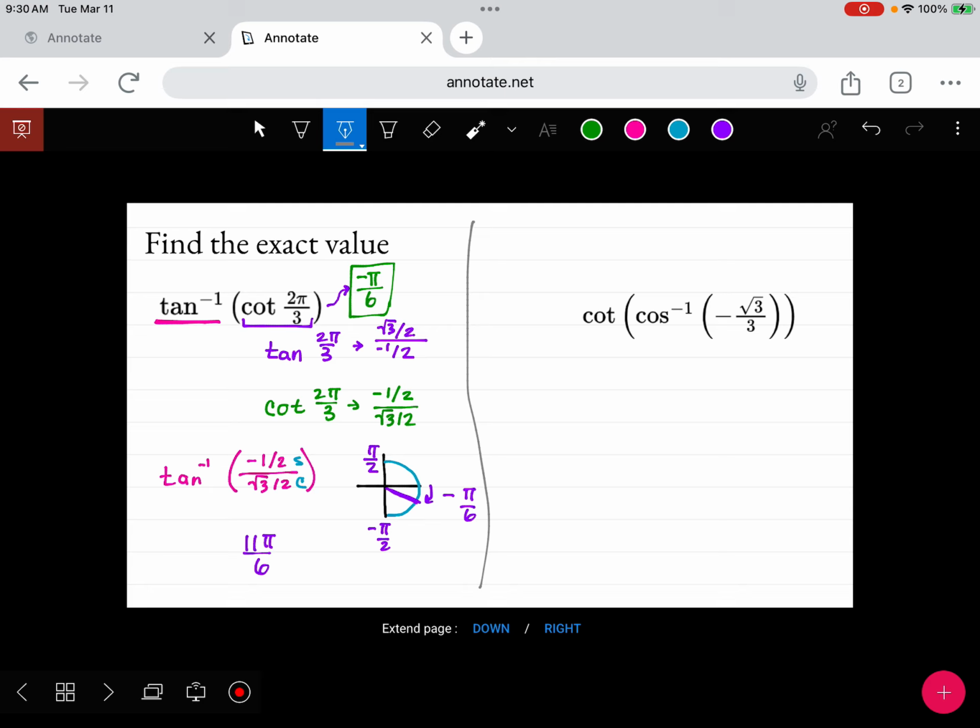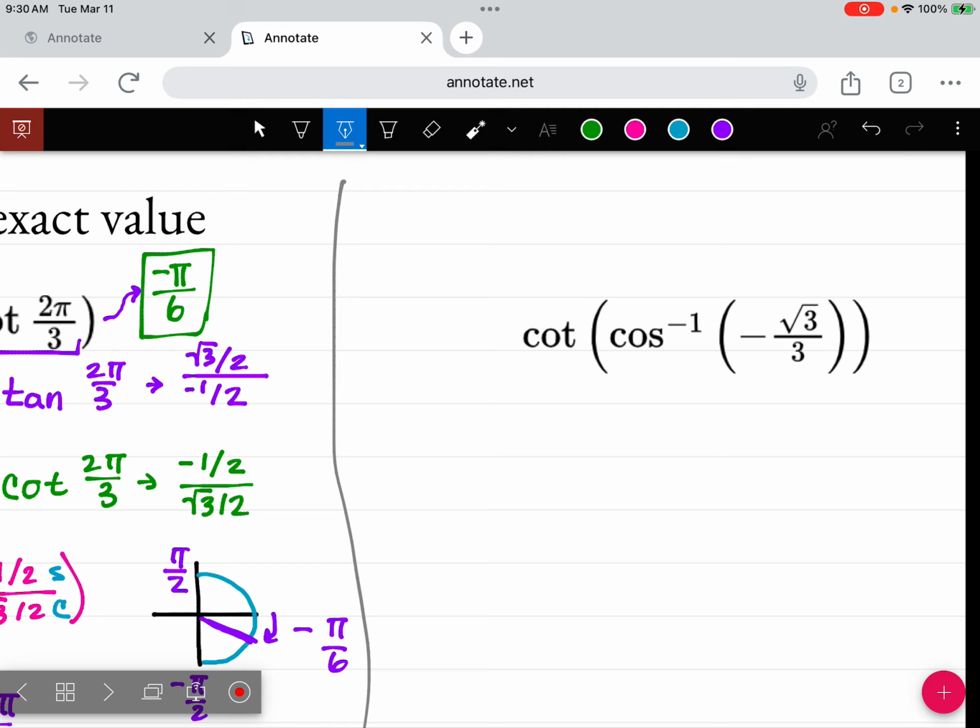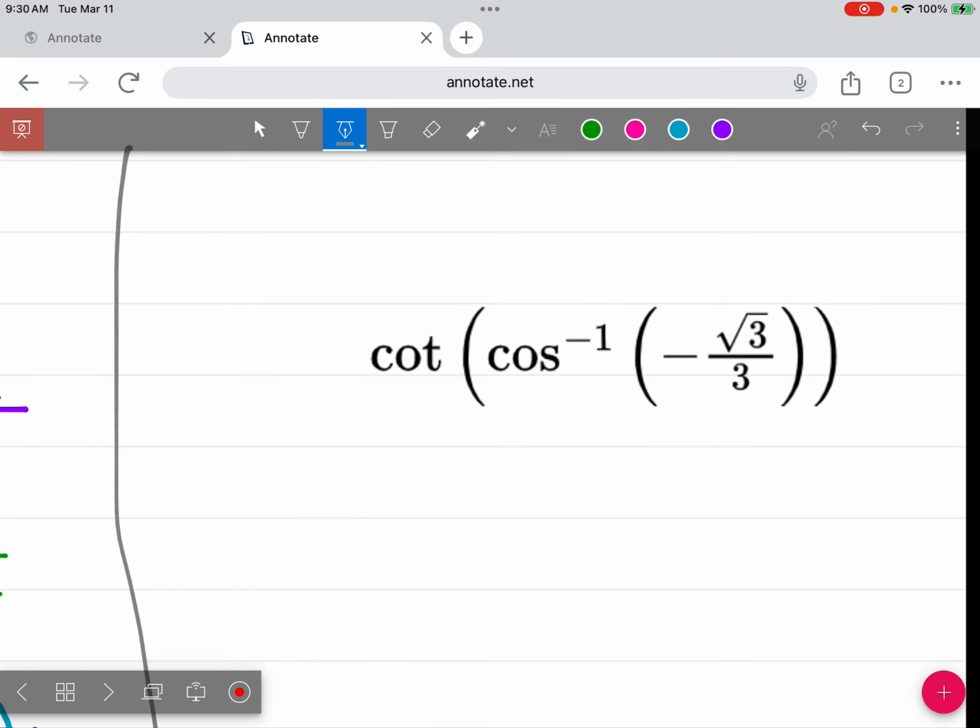All right, one more like this, and then I'm going to show you one other way that they like to give us problems. So we've got cotangent of the inverse cosine of negative root 3 over 3.